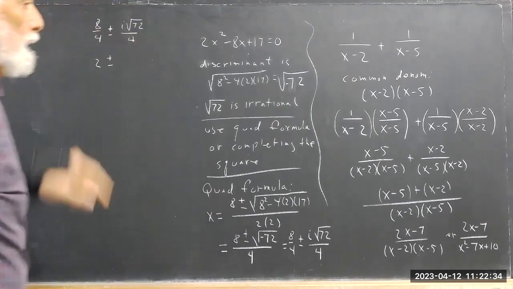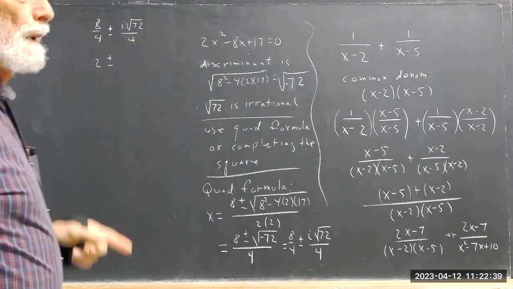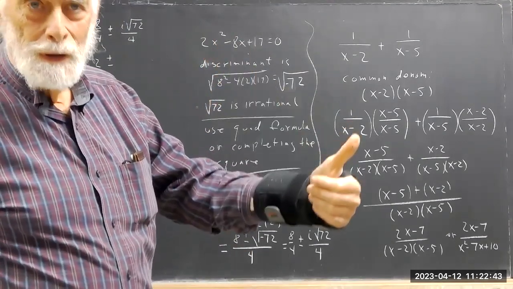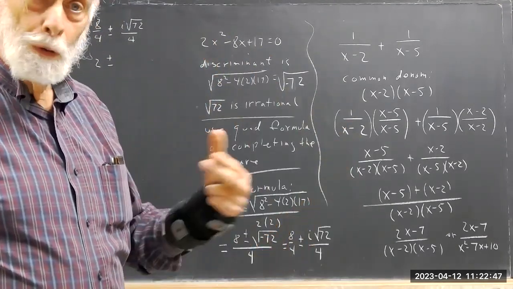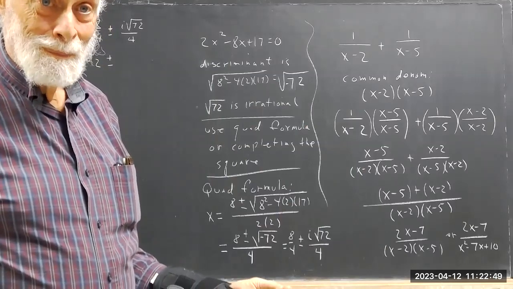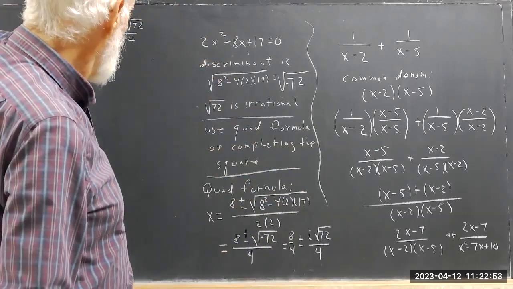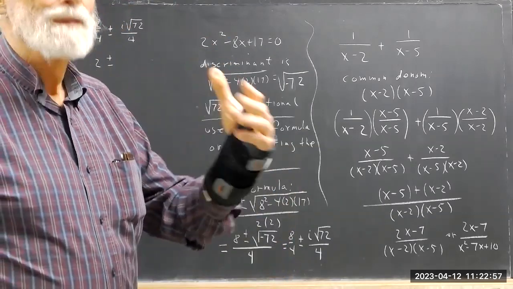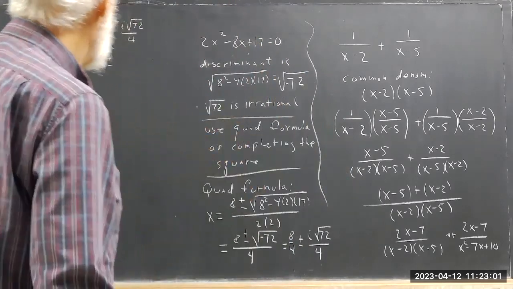Now, the square root of 72. What's the prime factorization of 72? When we divide 72 by 2, you get 36. Divide it by 2 again, you get 18. Divide it by 2 again, you get 9. And 2 times 2 times 2 is 8. So it's the square root of 8 times the square root of 9. Of course, the square root of 9 is the square root of 3 times the square root of 3, right?